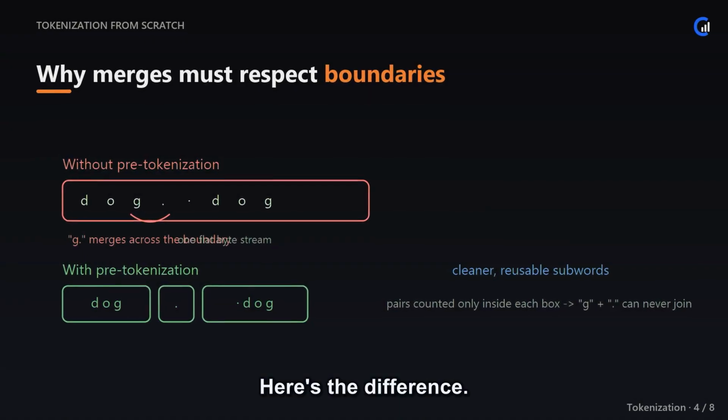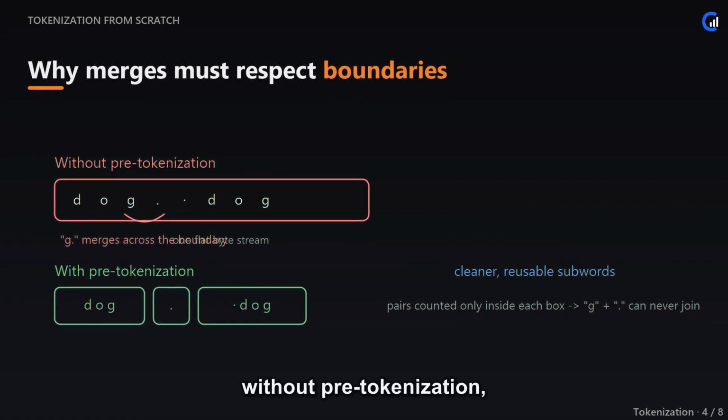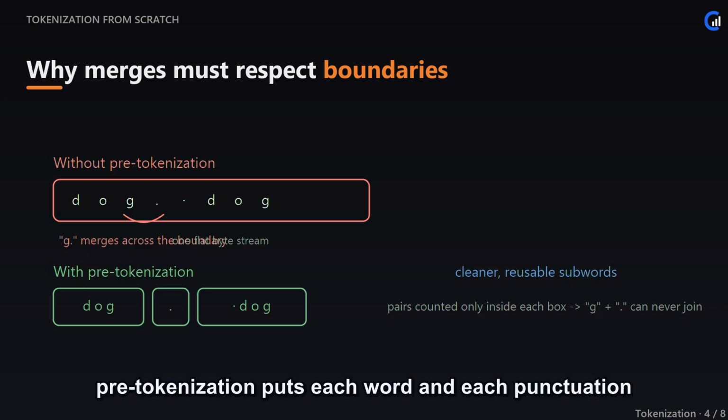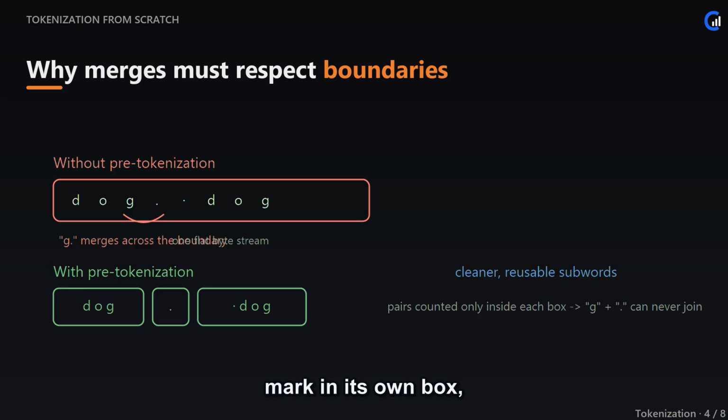Here's the difference. On top, without pre-tokenization, the bytes for dog, the period, and the next word all sit in one stream, so BPE can merge G with the period across the boundary. On the bottom, pre-tokenization puts each word and each punctuation mark in its own box, and pairs are only counted inside a box. So G and period can never join, and the subwords you learn are clean and reusable.